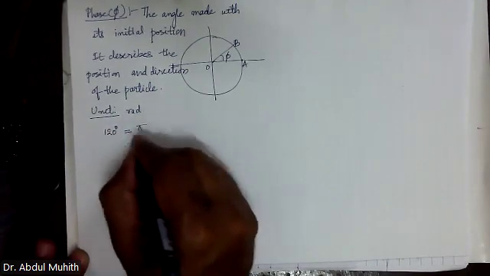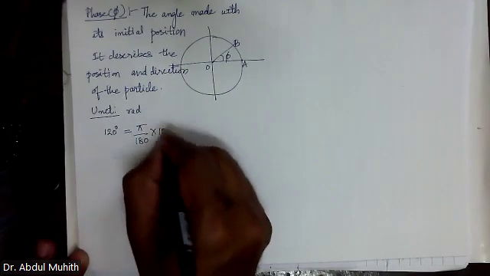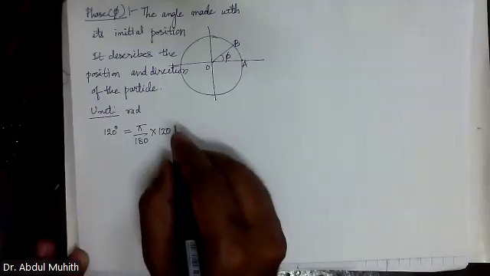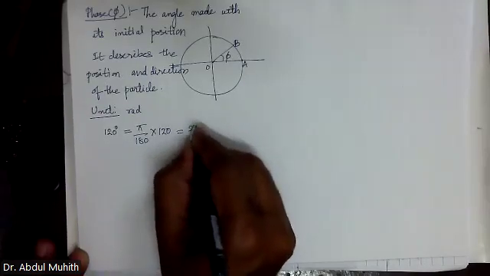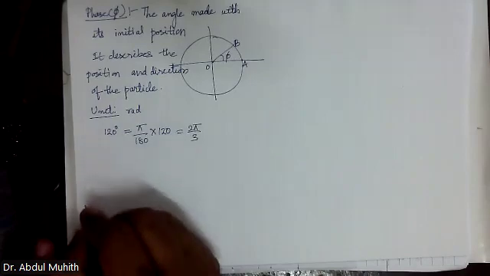How will you convert pi by 180 into 120? So how much will it be? It will be 2 pi by 3. This is in radians. Is it clear?